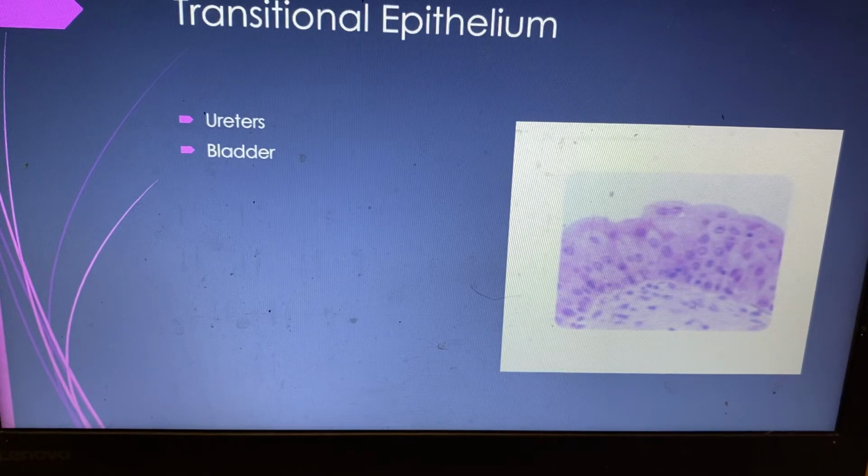Transitional epithelium are layers of cells varying in size and shape. They can exist in a distended or contracted state in response to the volume of urine within the bladder. They are found in the ureters and the bladder.